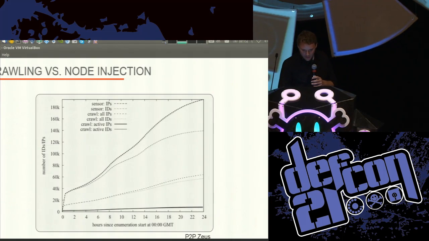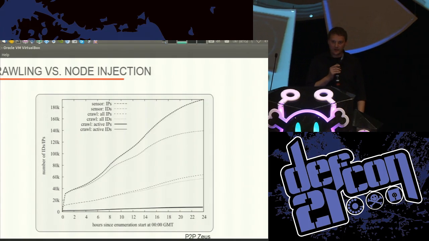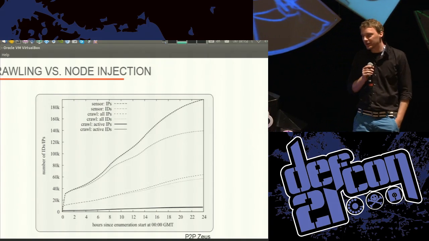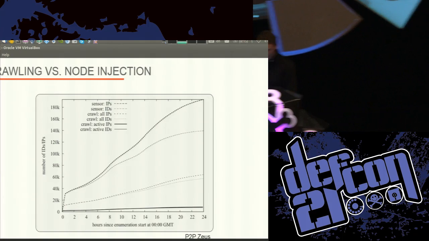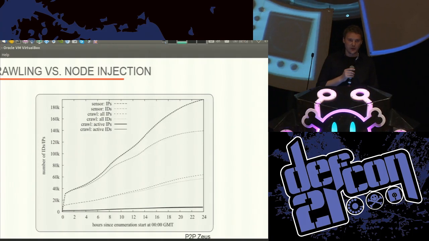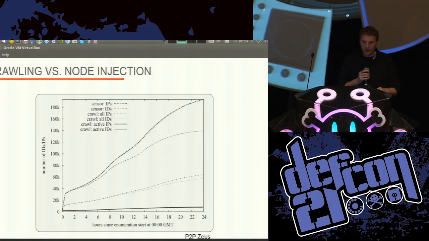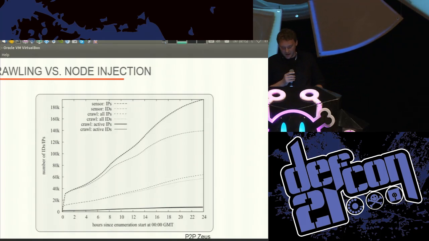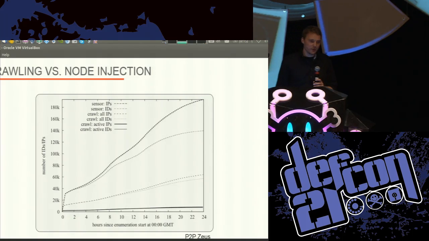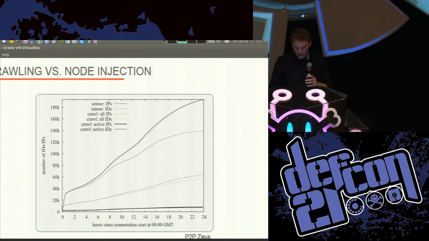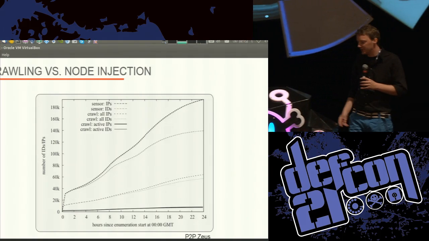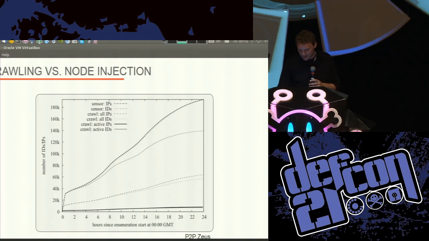And here is a comparison between tracking based on sensor injection and crawling. This is peer-to-peer Zeus, so we have unique IDs and IP addresses, and we distinguish between the numbers for unique IDs and IP addresses. Of course, the number of IP addresses is much higher. The top two lines are what we achieved through sensor injection, and the other lines are what we achieved through crawling. The bottom lines are the active IP addresses or the active peers that we can talk to. So you see it's much less than the peers that show up in the peer list.